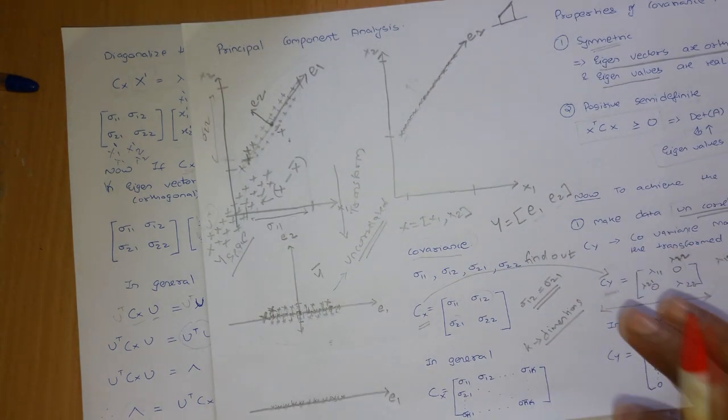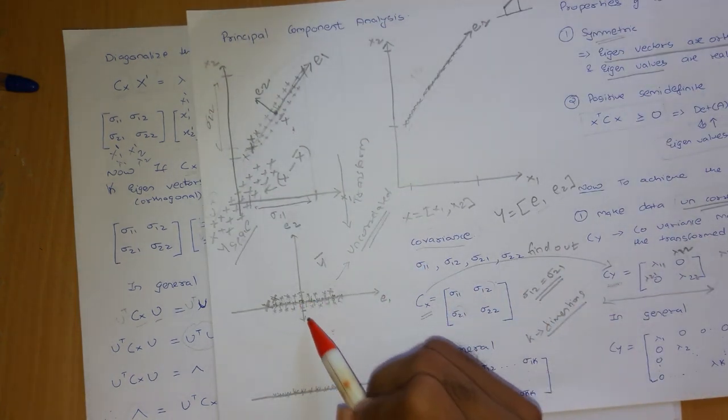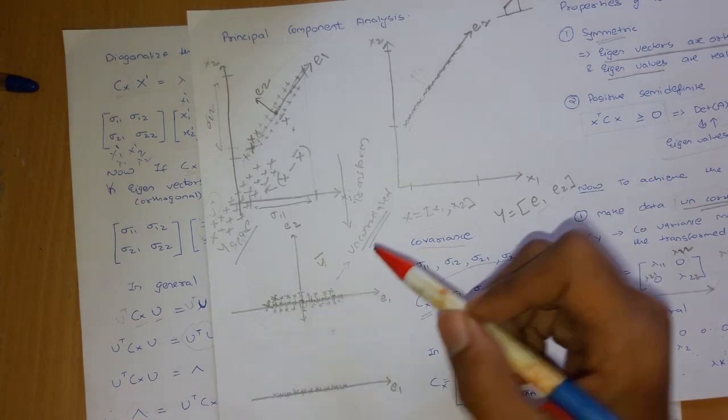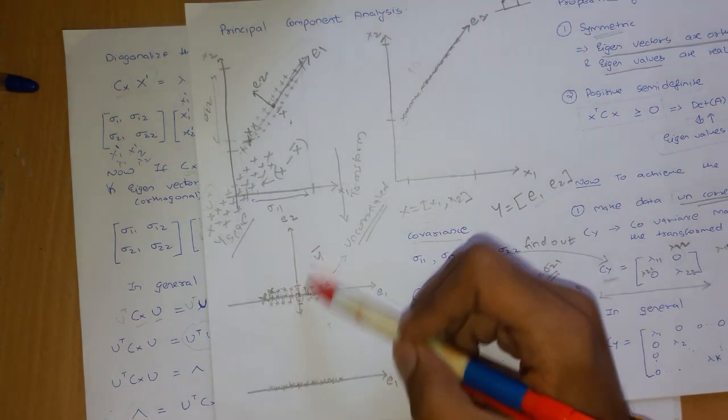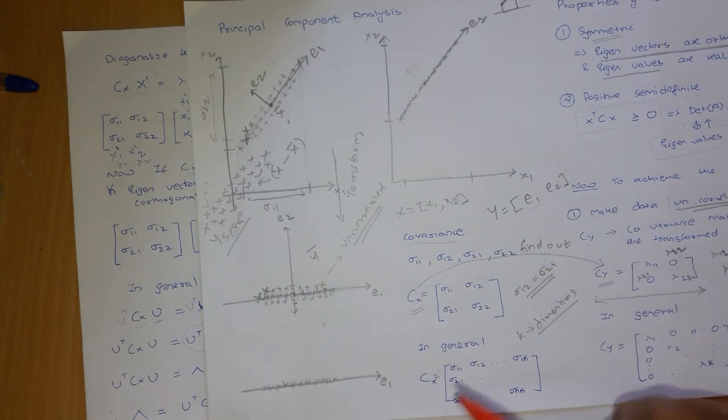So I guess this is enough for this particular video. In the next video we will see what the directions of E1 and E2 are, and we will see how we can remove E2, that is the minimum direction, and get this. So that's for the next video.